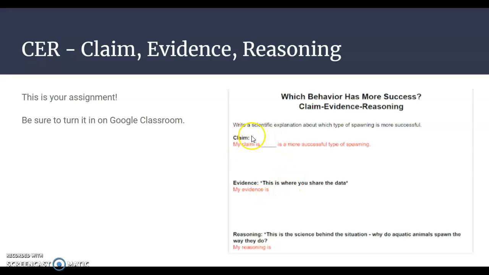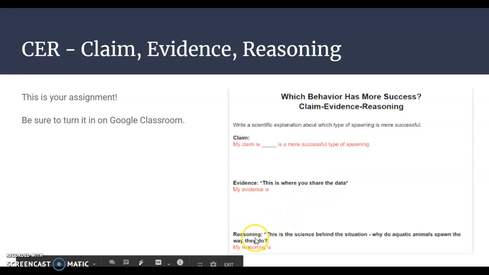So you're going to pick one with your claim. You only have two options. So pick one, and then what data do you have that supports your claim? And then the reasoning, this is the science explanation behind why it happens. So the claim is what you're seeing happen, what you believe. Evidence is the data that supports your claim. The reasoning is the science behind it, okay?